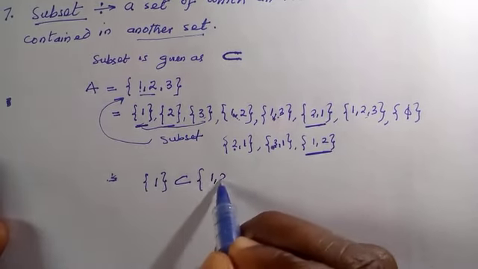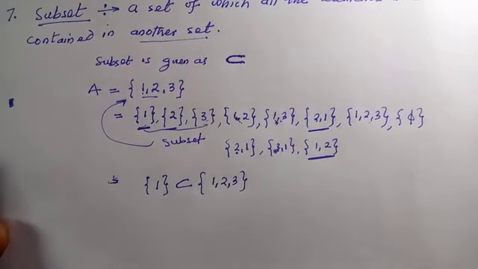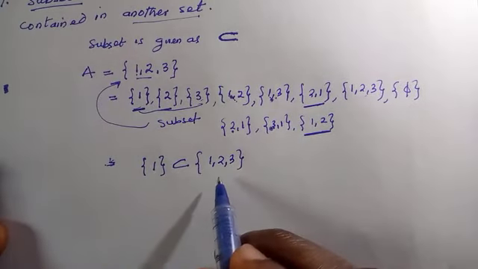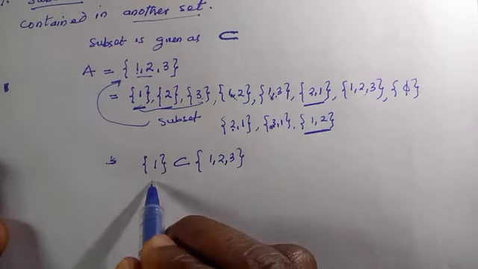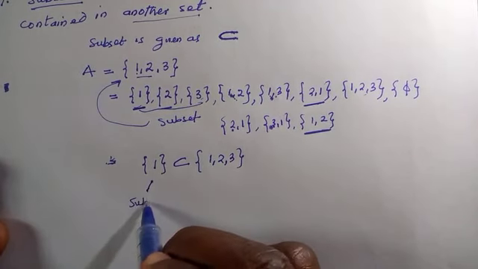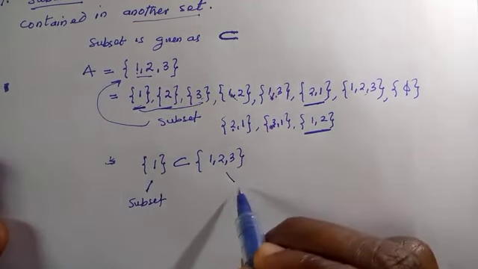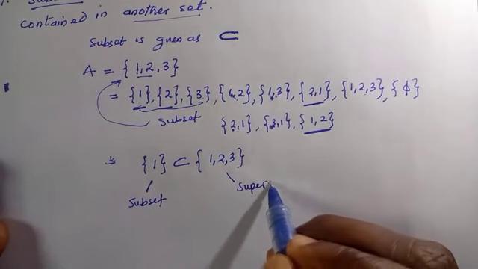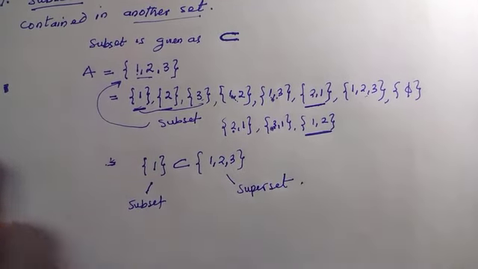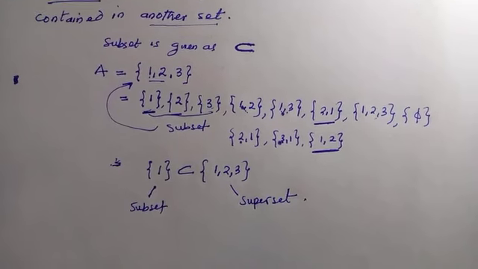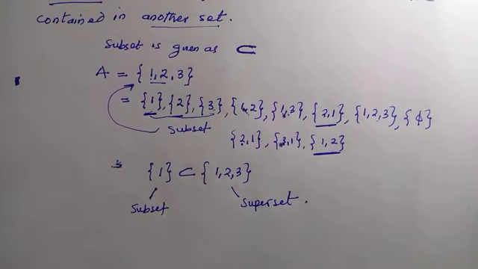And we can now conclude that if you have 1 here, 1 is a subset of 1, 2, 3. That's just as simple as that. 2 is a subset of 1, 2, 3. And we consider 1 as a subset, while we consider 1, 2, 3 as a superset. And note that 1, 2, 3 is a subset of itself.